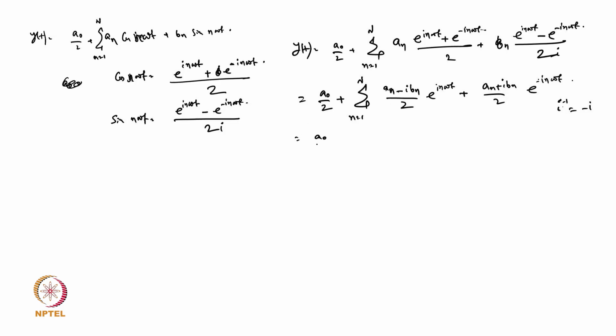So I can write it as this plus the sum from n equal to 1 to n of Cn into e to the power of i n omega t, plus Cn bar. What is that? Cn bar is nothing but the complex conjugate.